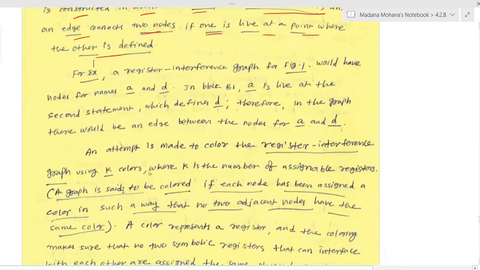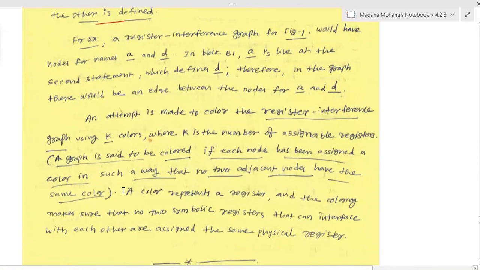For example, the register interference graph for the above example would have nodes for names A and D. In block B1, A is live at the second statement, which defines D. Therefore, in the graph, there would be an edge between the nodes for A and D.